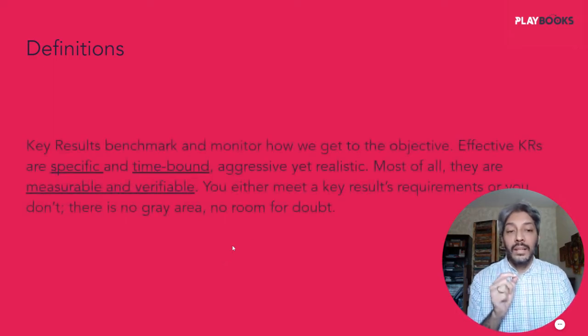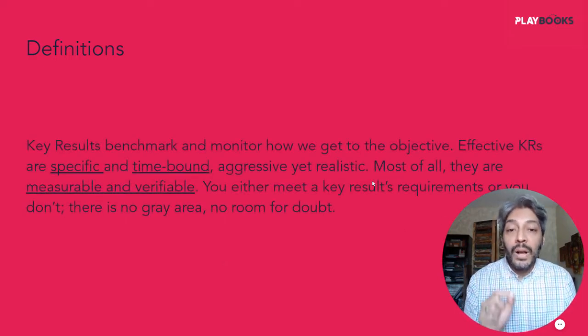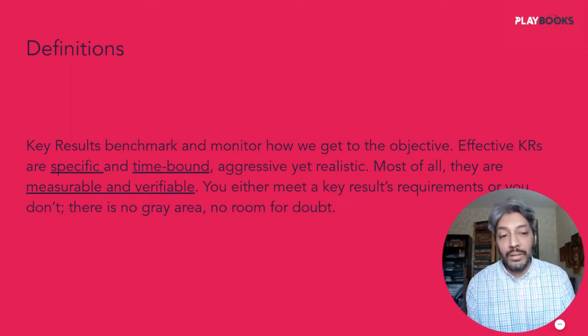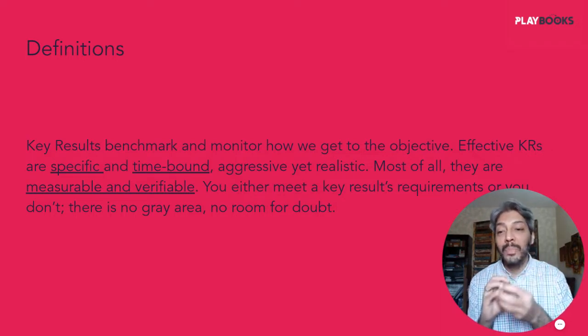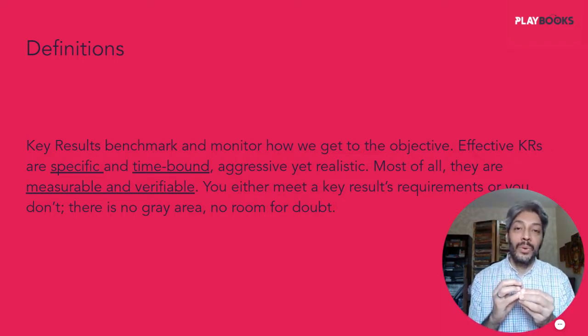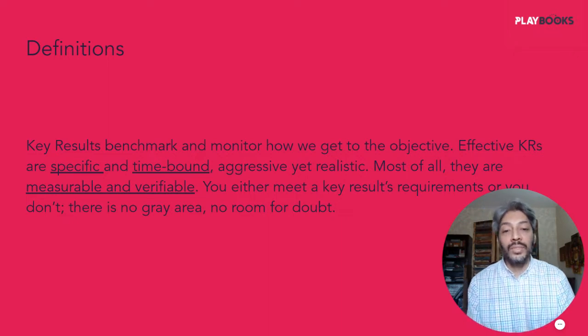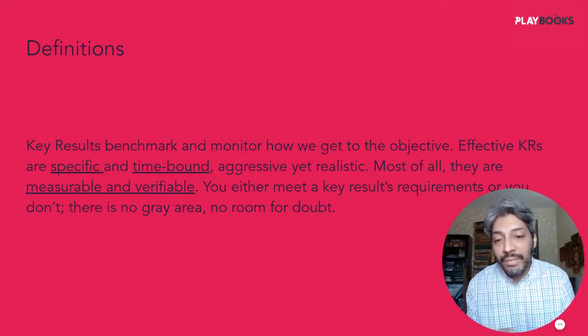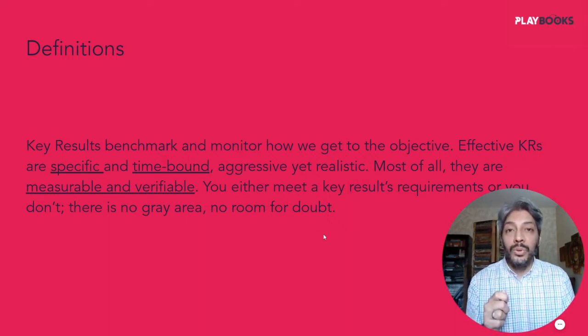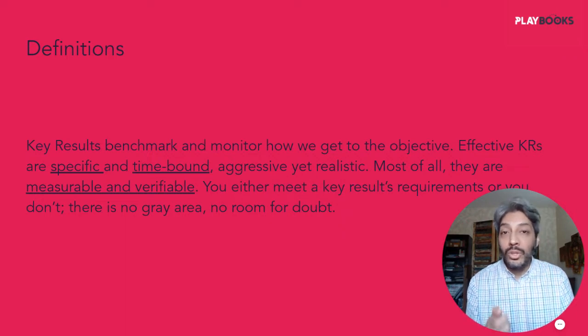And finally, key results, they benchmark and monitor how we get to the objective. So effective KRs are specific and time bound. In the next 3 months, we will move from X percentage to Y percentage. That is how specific KRs are and how time bound KRs are. They are also aggressive yet realistic. Most of all, they are measurable and verifiable. So you cannot put a key result which you actually don't even measure and which you can't even verify, right?